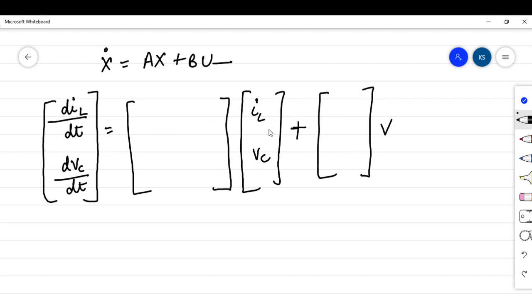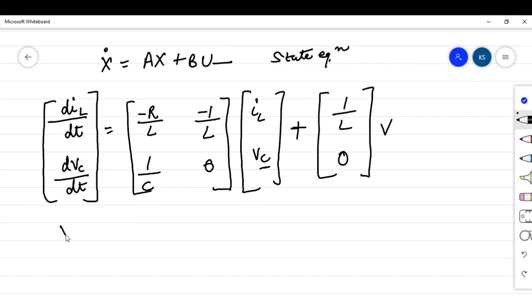From equation 1 and 2 we write dIL by dt equals minus R by L into IL minus Vc by L, plus Vin by L, so we can write here 1 by L. In the same way, dVc by dt from the second equation equals IL by C, so I am writing here 1 by C, and because there is no component associated with Vc, we can write it as 0, and here also 0. This is the state equation.